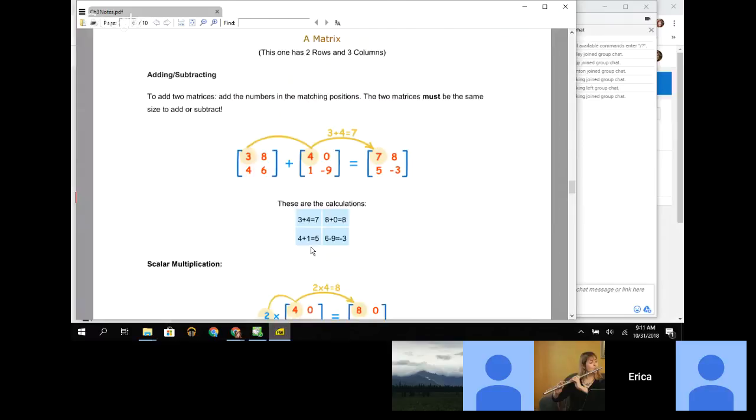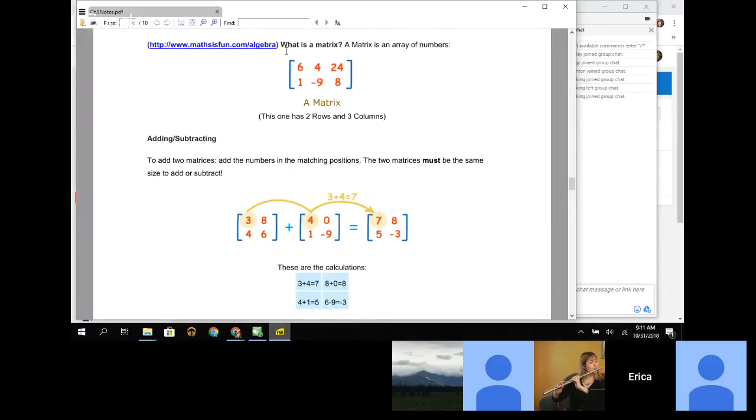Okay. This matrix up here would actually be a 2 by 3 matrix. We always name it by rows and then columns. So this is a 2 by 3 matrix. So it is important to know the size of a matrix because that lets you know what you're allowed to do with the matrix. Okay.